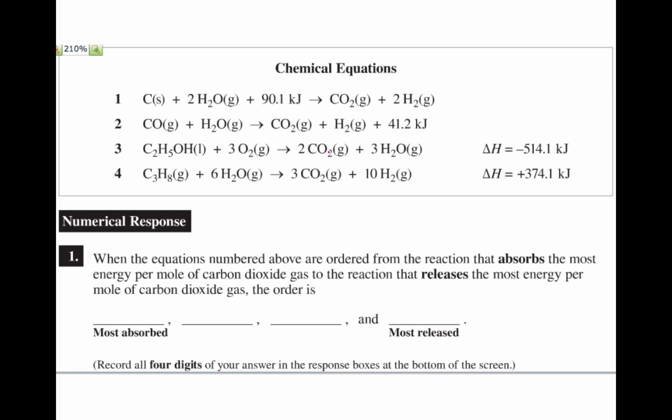So this next example is now showing that we understand enthalpies, and more importantly, molar enthalpies, because it's asking if we order this from the one that absorbs the most to the one that releases the most energy per mole of carbon dioxide, how can we order it? So if it's most absorbed, this would be the most positive, and that would mean endothermic. So most positive, and then releases most would be most negative, so exothermic.